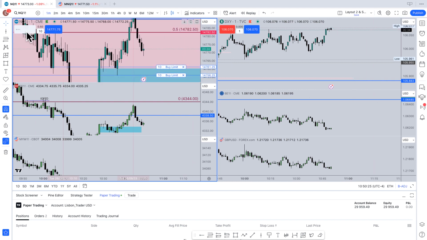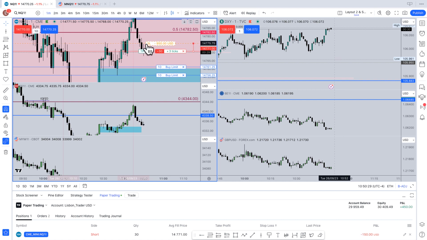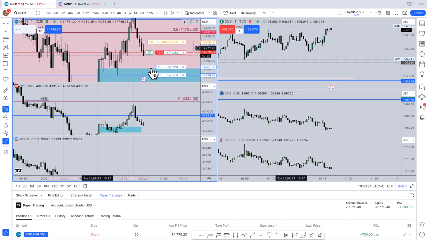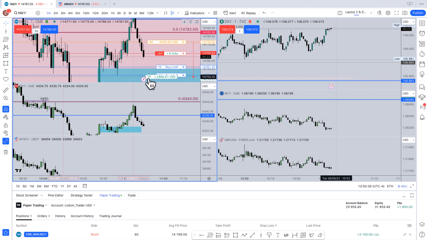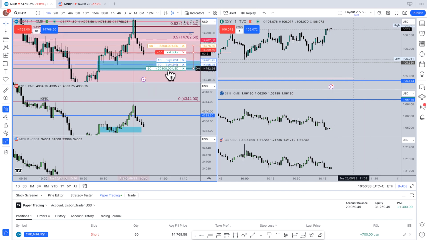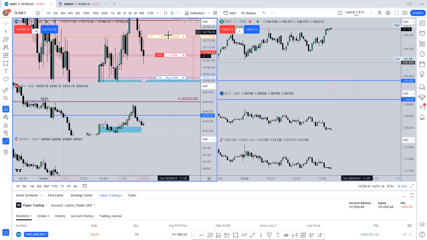Okay, no worries. Tight over stop loss. So just wait. So this is power of 3 applied to this candle. Let's wait and see what happens.